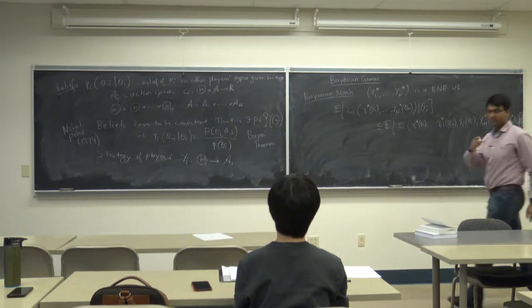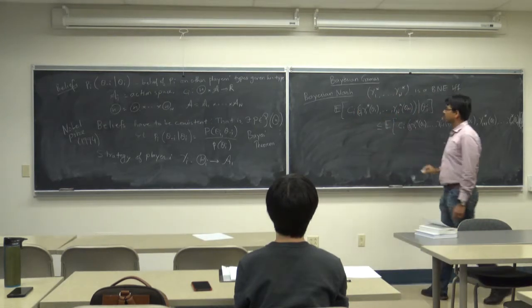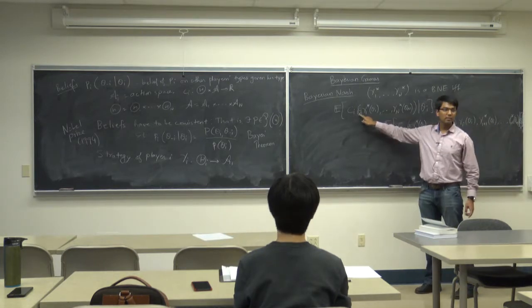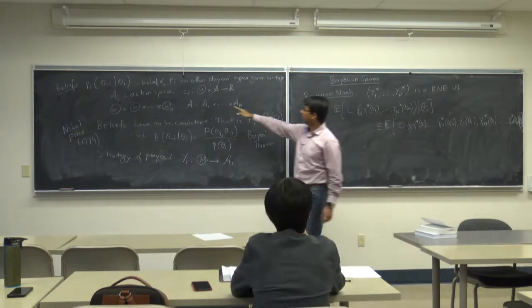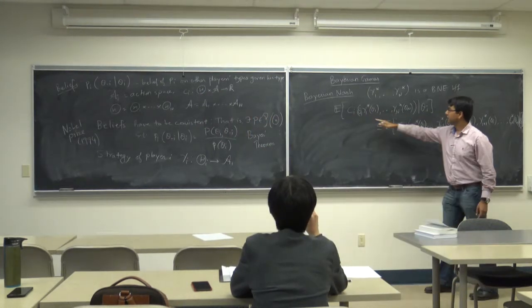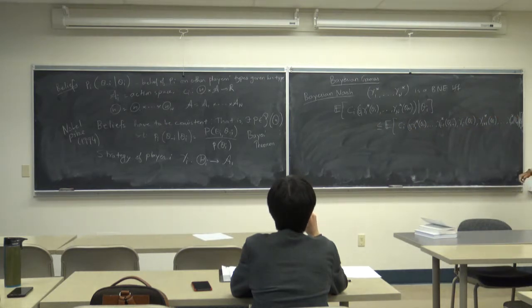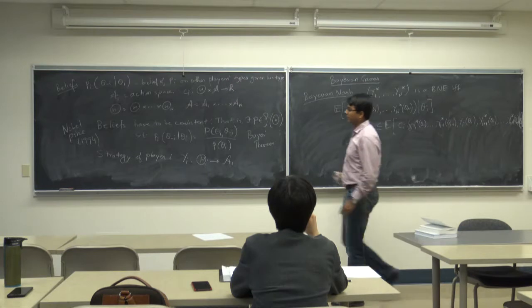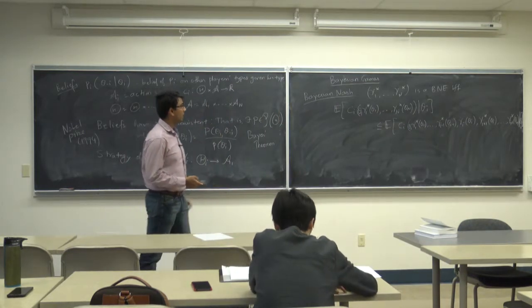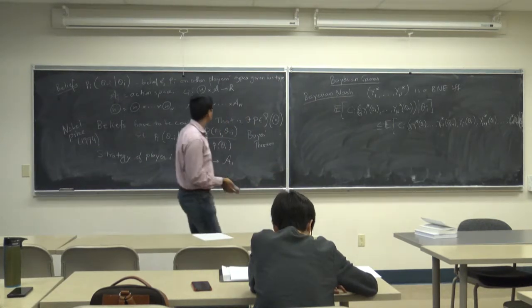Oh, I see. Good point. Theta. Thank you. Yeah, the cost depends on theta, because Ci is a function of theta cross A. So this is the actions and this is the theta. Thanks for that correction. There has to be a theta here. And this should hold for all I.